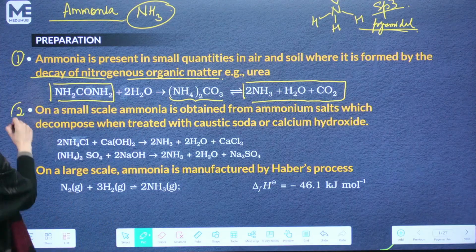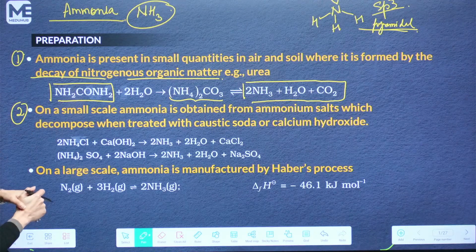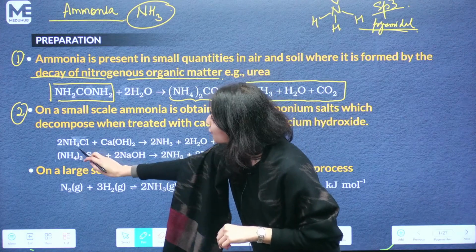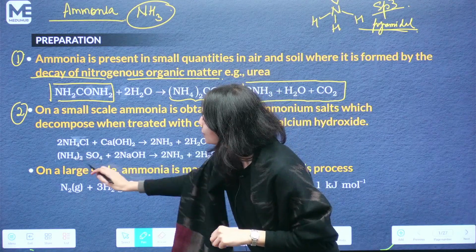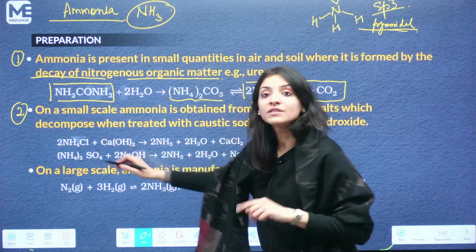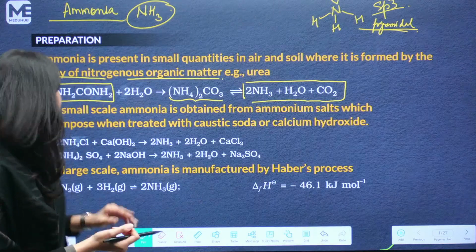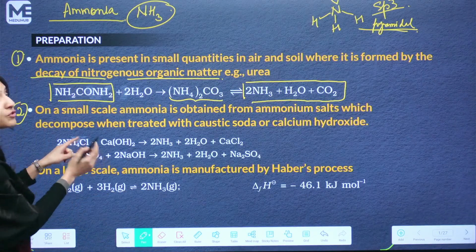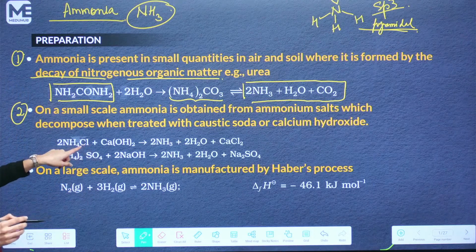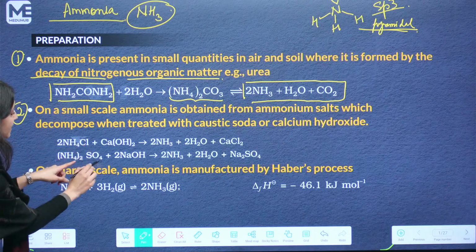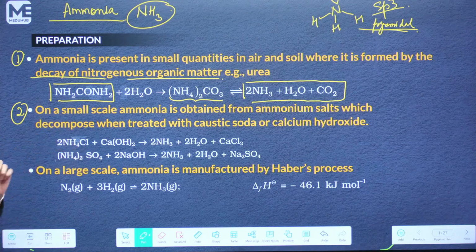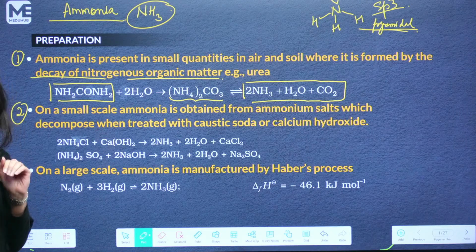Now on a small scale in the lab, you can prepare ammonia by treating ammonium salt. So you see NH4Cl, (NH4)2SO4. So ammonium chloride and ammonium sulfate. These are salts of ammonia which are formed with strong acids. So NH4Cl is formed by a strong acid HCl, and (NH4)2SO4 is formed by a strong acid H2SO4. So ammonia forms salts with strong acids because ammonia is weakly basic.